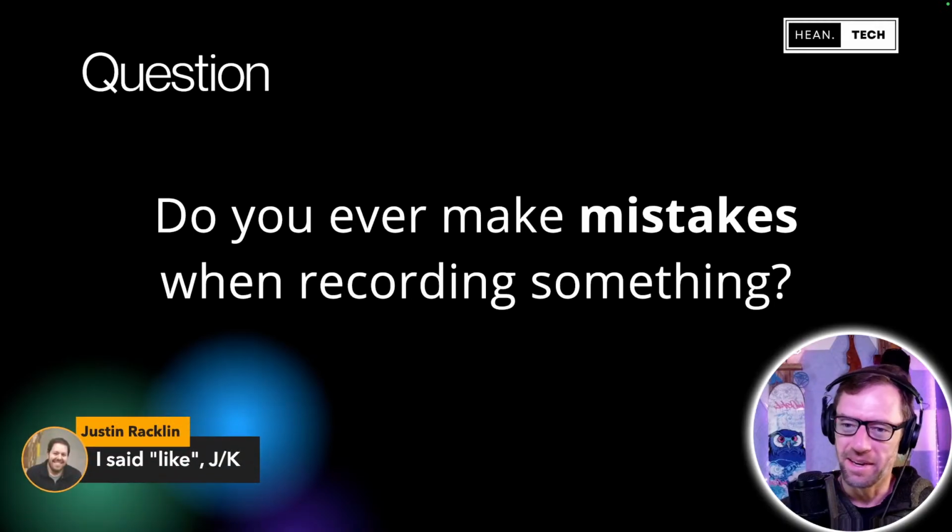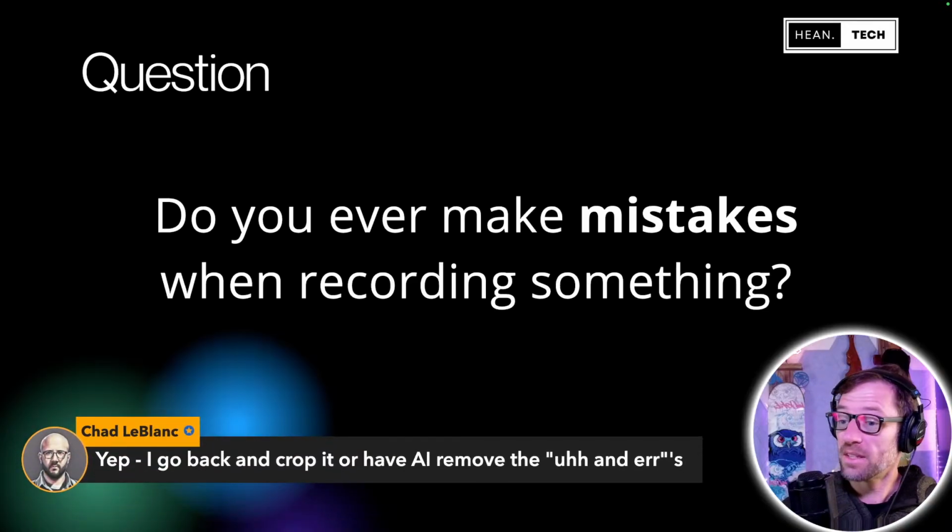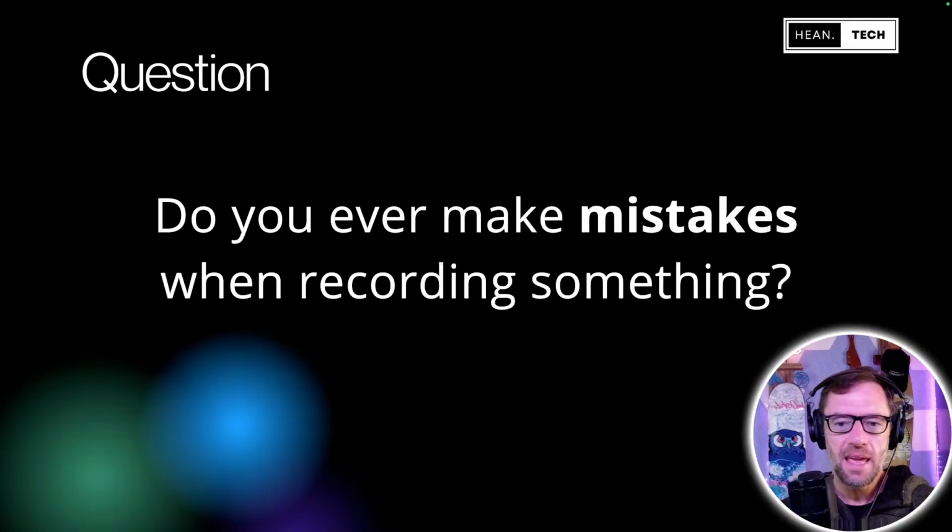You said like Benedict Cumberbatch. Okay, gotcha, Justin. Chad makes mistakes, goes back and crops it out, or has the AI remove the ers. Yes. And that AI comment is interesting because we're starting to see a lot more of that. And Loom has AI editing. When we talk about the tiers and the pricing, we'll point out where you get that. I think it shows up at the premium tier.